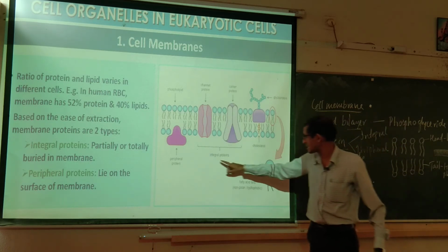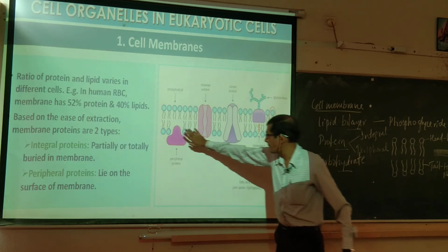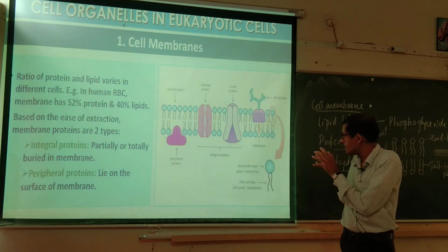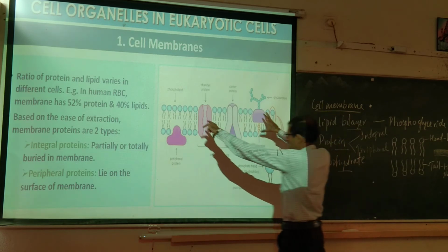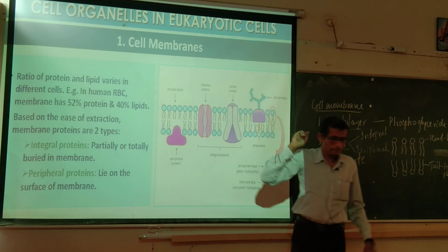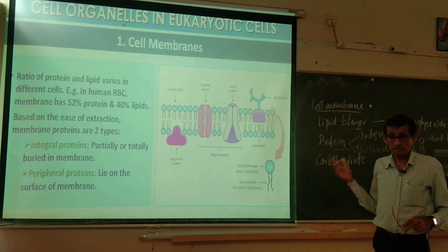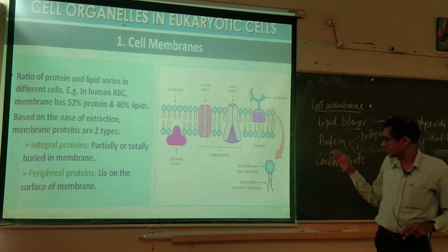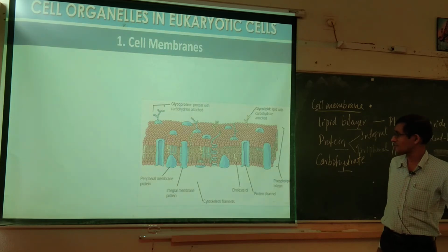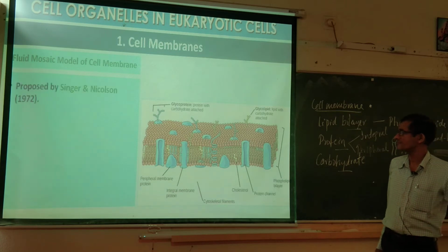Here I said integral protein; I will show it in the previous diagram. These are the integral proteins, this is the peripheral protein. So integral protein is embedded in the lipid bilayer, it is inserted inside the lipid bilayer, whereas peripheral protein is present on the peripheral side of the lipid bilayer. So, peripheral protein and integral protein. This is another view of the cell membrane structure.